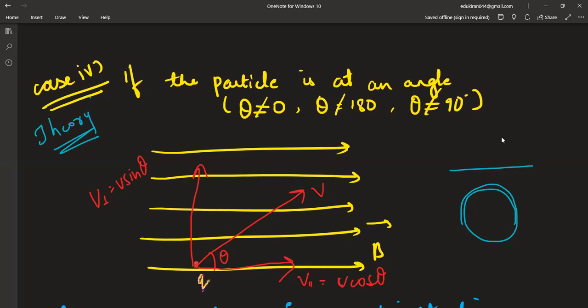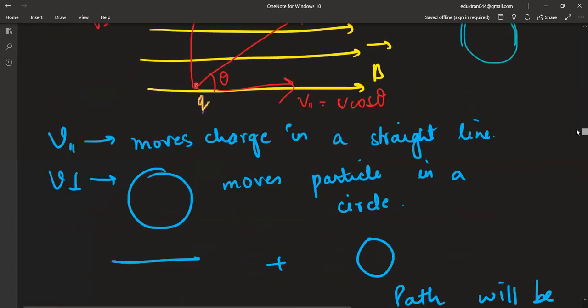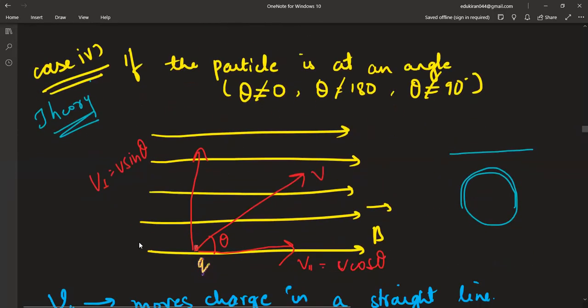V parallel makes it move in a straight line. Then again V perpendicular makes it move in a circle. So what is the ultimate result? The ultimate result is that V parallel, then V perpendicular, again V parallel, V perpendicular, V parallel, V perpendicular. So this is the helical path. The path that we obtain in the fourth case is a helical path.